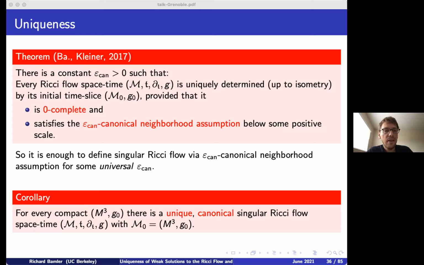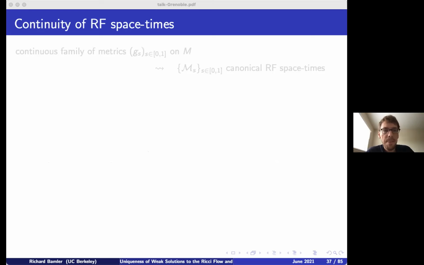Okay, so there's one further aspect of this theory that I just want to give you a brief idea of, and we'll discuss this later. The byproduct of this uniqueness theorem is a continuity statement of Ricci flows. And here, for now, I just want to give you an intuition of what I mean by this. Okay, so let me take a continuous family of Riemannian metrics on a given manifold.